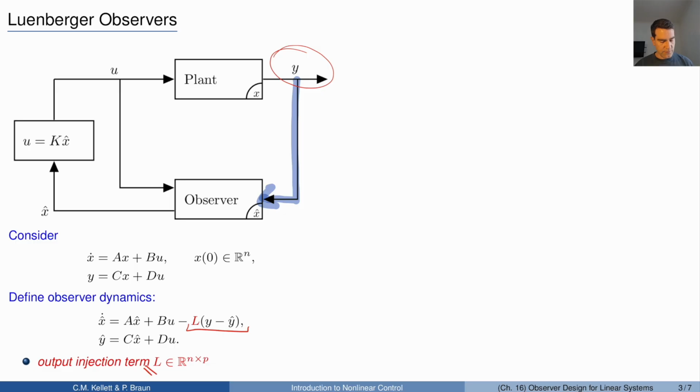And where we now have this degree of freedom in terms of the output injection term L. So, same assumptions as before in terms of our system. Our plant is still driven by the linear dynamics defined through A, B, C, and D. We have a copy of these dynamics to define our observer, again defined through A, B, C, and D, but with this additional output injection term.